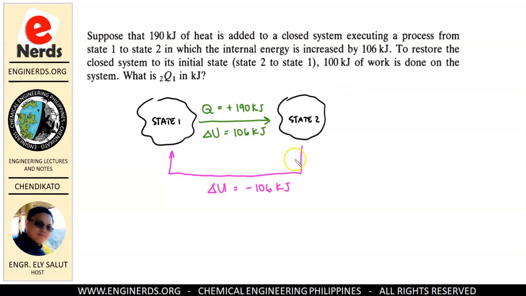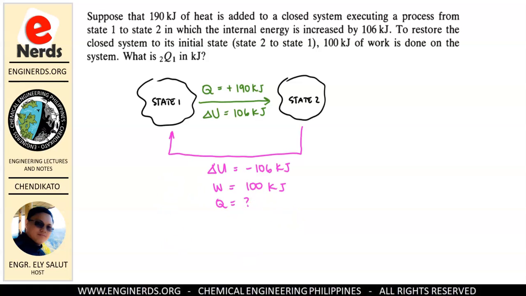So therefore, our system receives work from the surroundings. If it receives work from the surroundings, it should be positive. And this is equal to 100 kilojoules. So what we are looking for here is our Q. Basically, the heat at the beginning is no longer important, because what we are looking for is how we are going to go back to our initial condition. So that means we have to use our data here going back from state 2 to state 1.